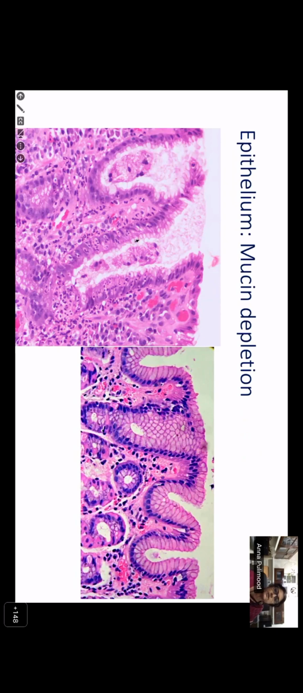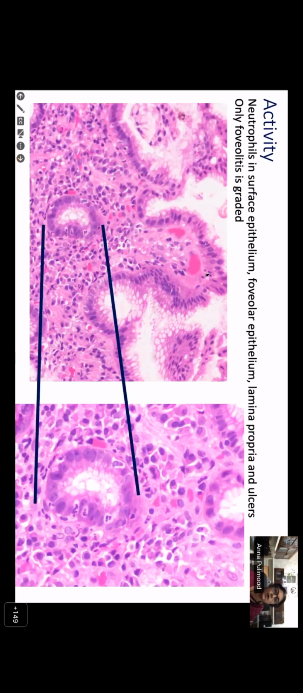Some features of H. pylori associated gastritis are mucin depletion. This is the normal surface epithelium. Here you see how there's no mucin. The other thing, of course, is activity. When the neutrophils come into the foveolae or the surface epithelium, that's called activity. This is what we grade as mild, moderate, and severe. Neutrophils in the foveolae and surface epithelium are suspicious of H. pylori infection. It's the most common cause of activity.